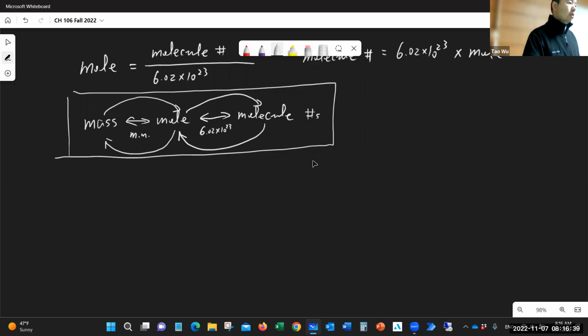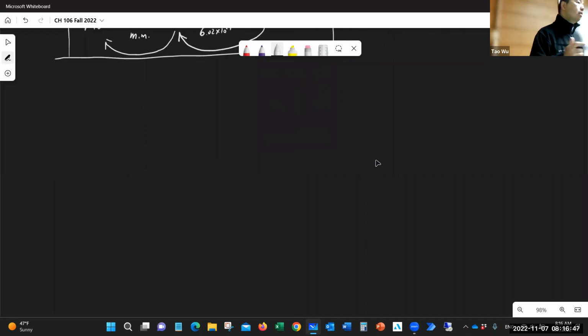All right, so this is the conversion between mass, mole, and the molecules. Mass, mole, and the molecules. And the next part we talk about is the mass percent or percent composition.